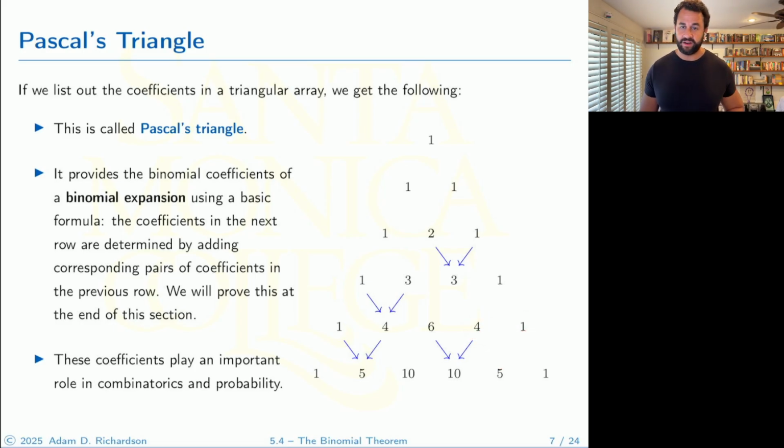There's also a symmetry there, right? That's why we're seeing that triangular array. So this is actually how you produce the next row of coefficients using that algorithm of adding the previous terms to get the next one. And we will prove that at the end of this section. But these coefficients also play an important role in combinatorics and probability, which we will not really discuss, but we're going to get some notation for it at least.